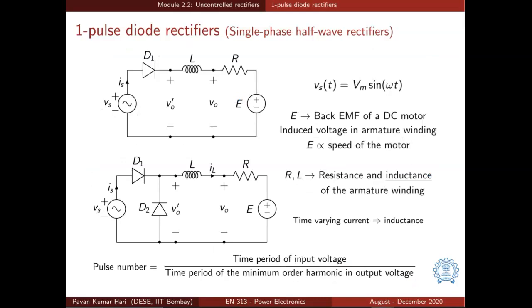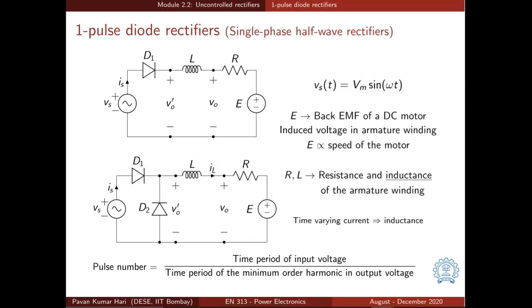We will be looking at another special case of load known as RLE type of load. And what does this signify? It signifies a DC motor. If we are connecting a DC motor at the output of rectifier, it is equivalent to an RLE load. And what is E? E is the back EMF of a DC motor, which is the induced voltage in armature winding, and it is proportional to the speed of the motor. R and L refer to the resistance and inductance of the armature winding.